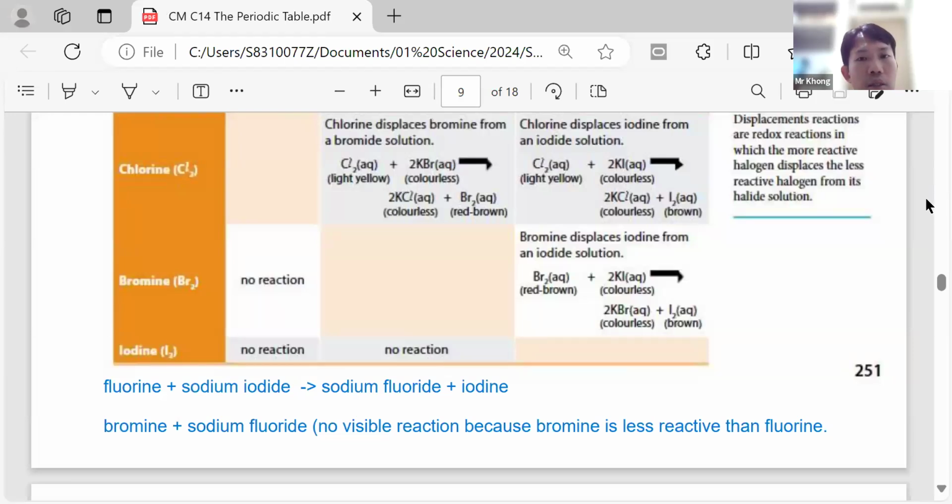So this is a rather short lesson on group 17 halogens, and I hope that you will be able to know the differences in terms of the trends, as well as the kinds of reactions and how the halogens actually react with each other.